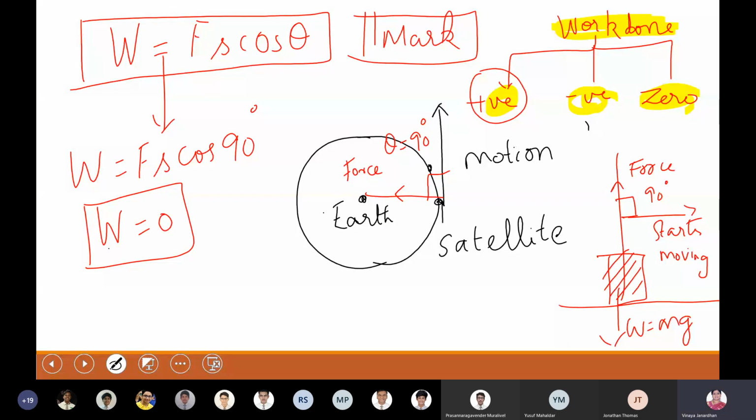Okay, have you learned about gravitational potential energy? Did you study about gravitational potential energy? No, ma'am. Ma'am, in 9th grade, you have gravitational potential energy. Okay, I don't remember.